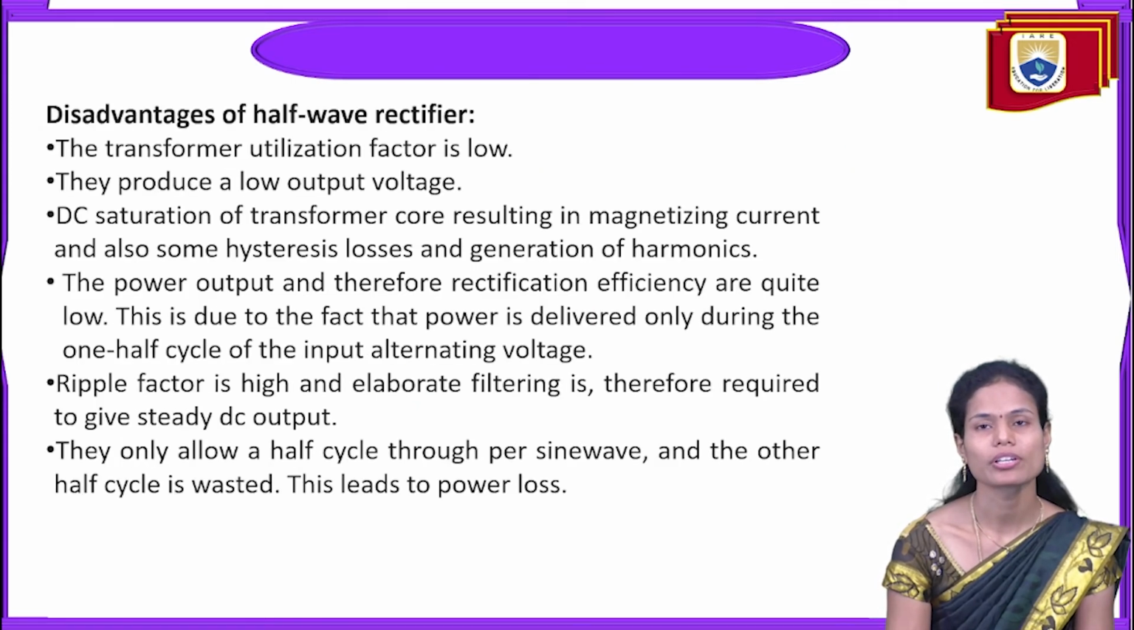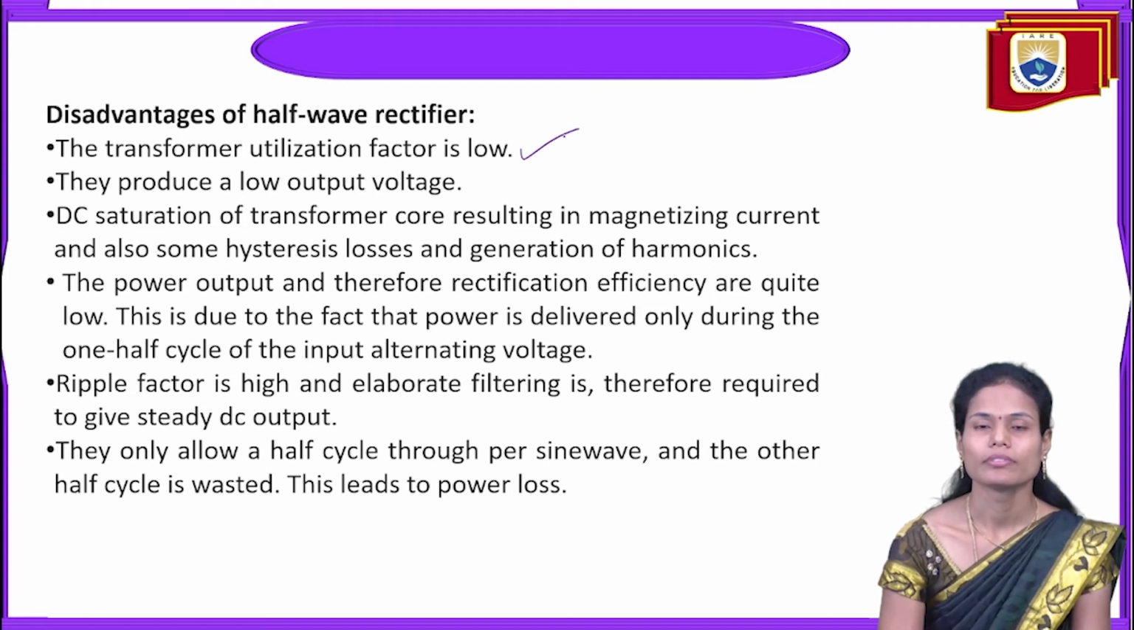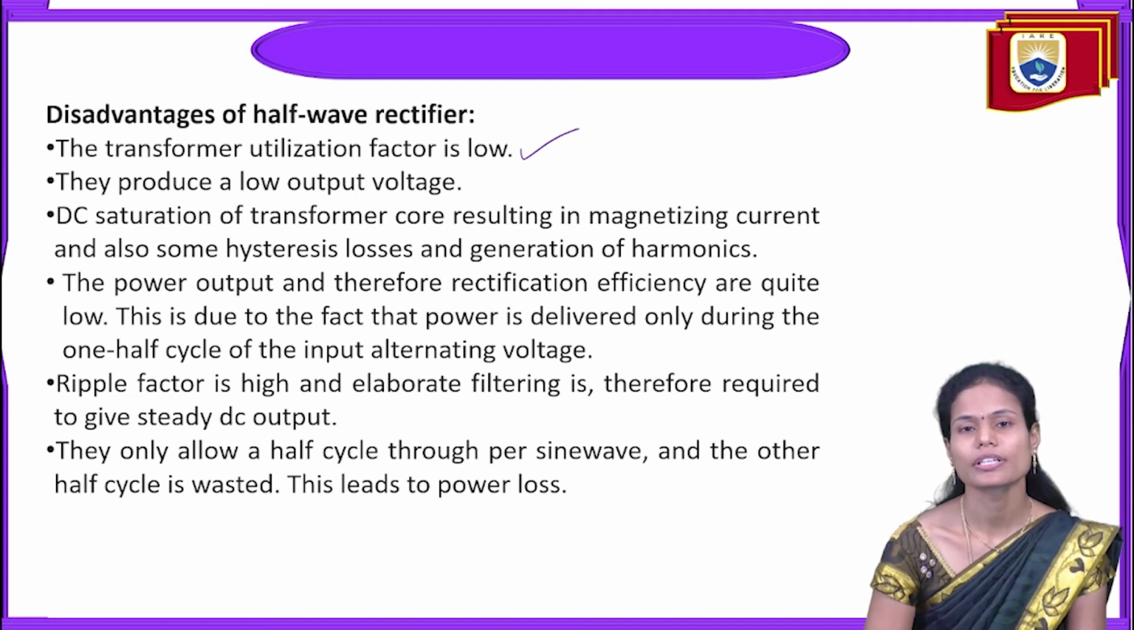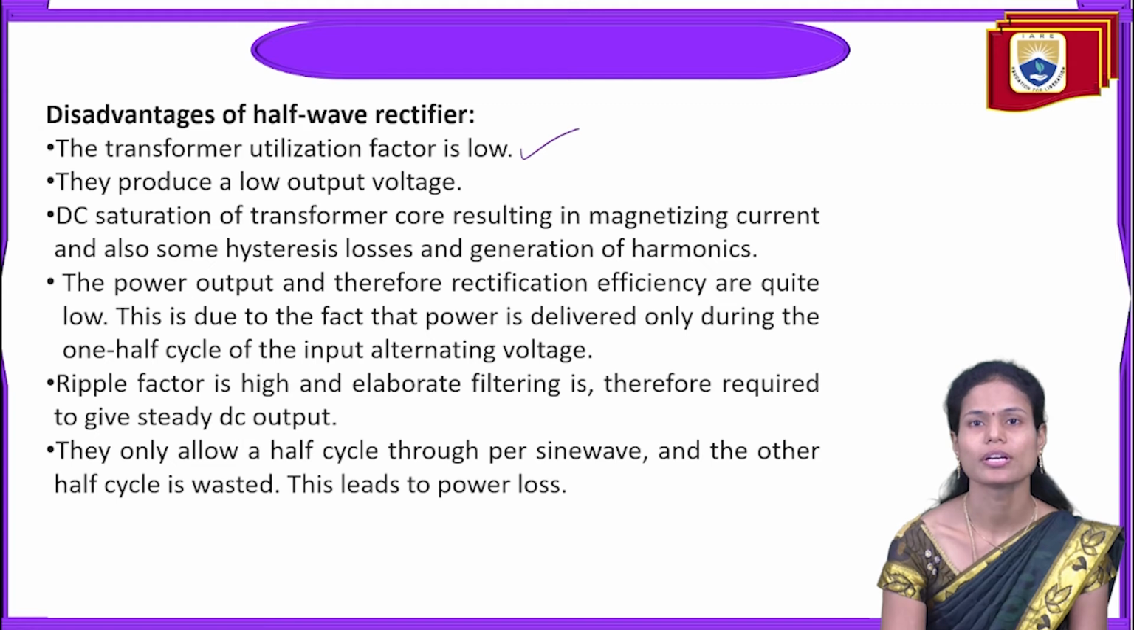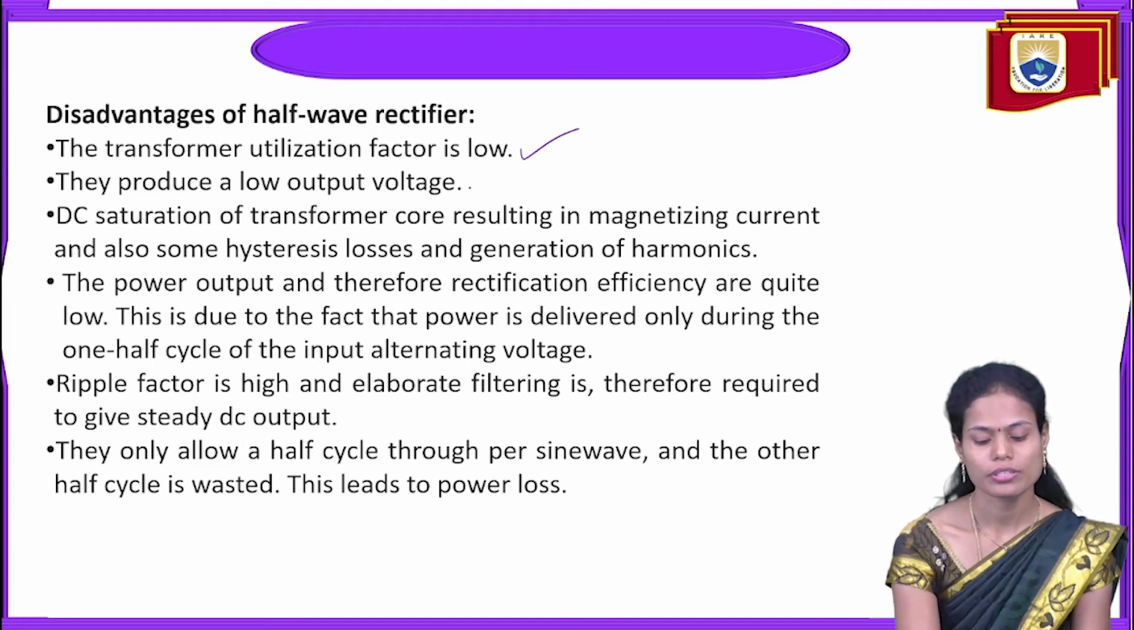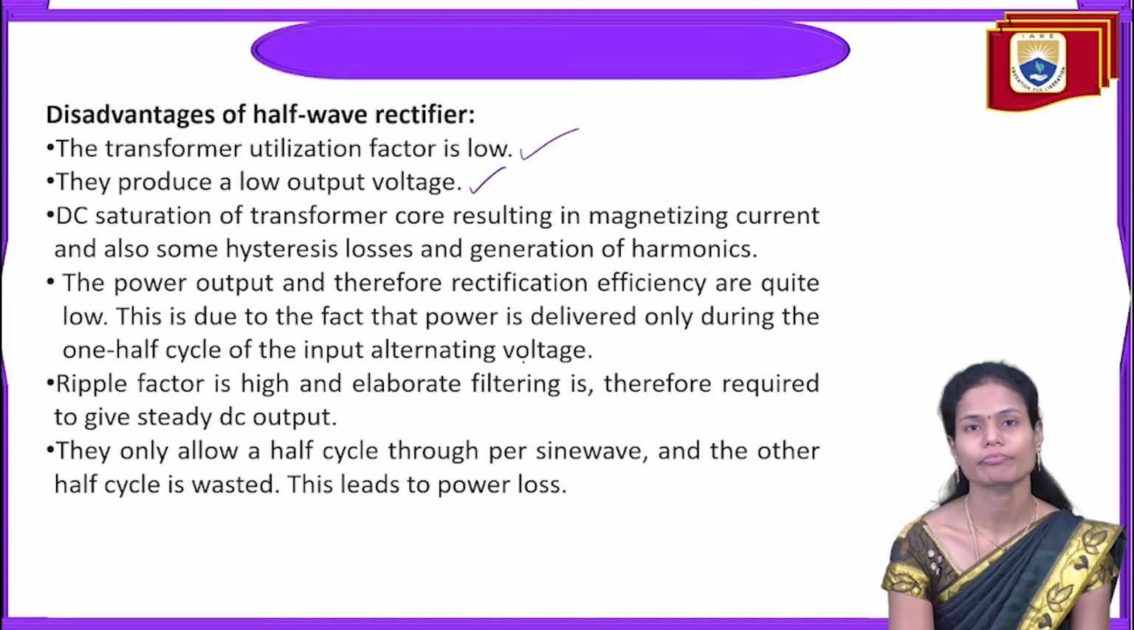So coming to the disadvantages of the half wave rectifier, here the transformer utilization ratio is very less. Why? Because the efficiency we are getting is only 40% in the case of the half wave rectifier. So that's why we say that the transformer utilization ratio is very less, and it produces very less output voltage.